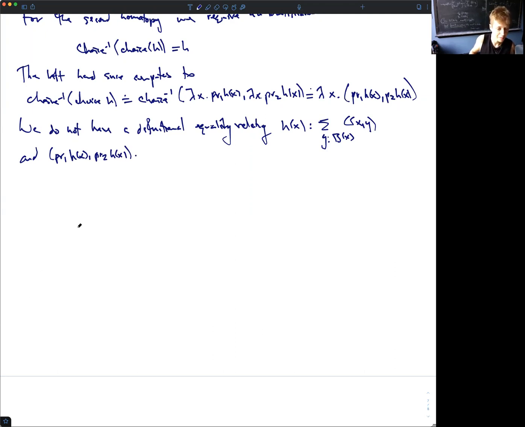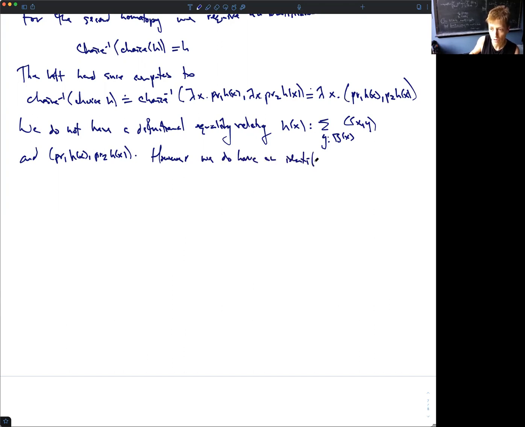However, I do have an identification between them, and that's kind of why we can get away without having an eta rule like this, is because we do have an identification between them. So let me try and remind you a little bit about that. However, we do have an identification.